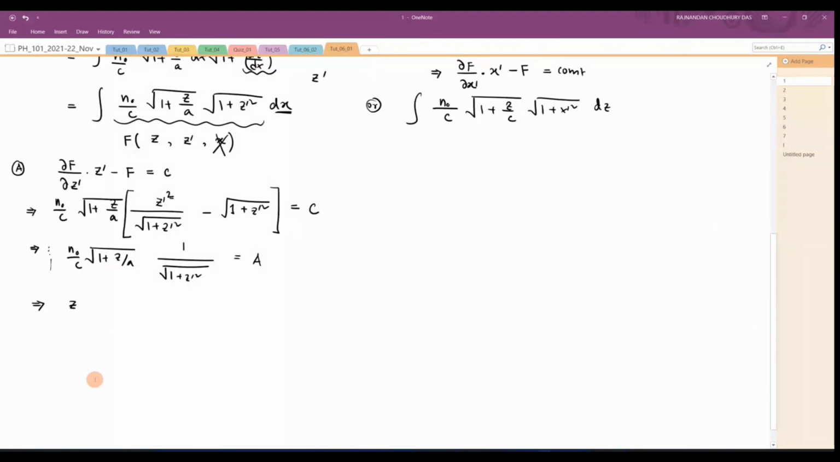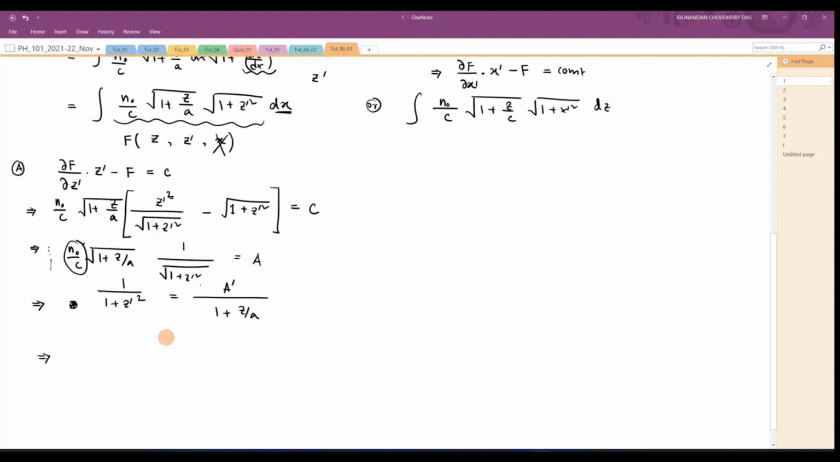So finally, if you solve it, your equation will become like this: 1 plus z prime square by 1 will become a divided by c by n naught. C by n naught also we can take inside this constant. Let me write it a prime. So it will become 1 plus z by a.